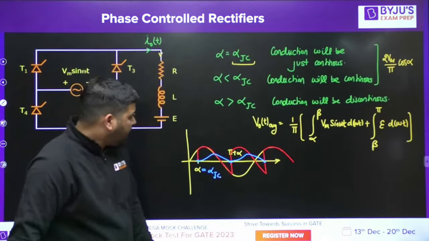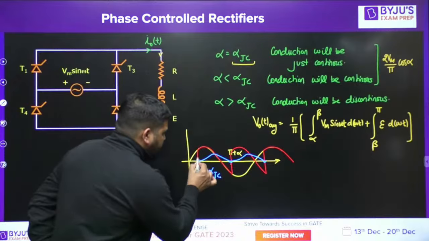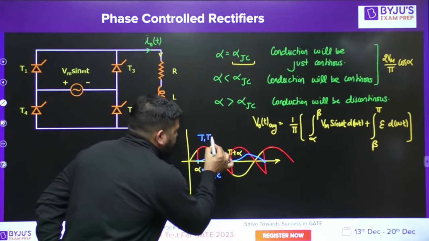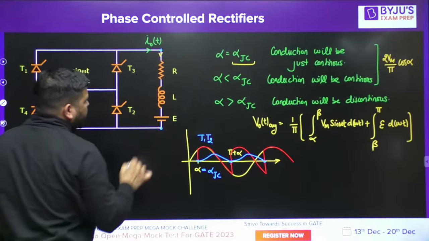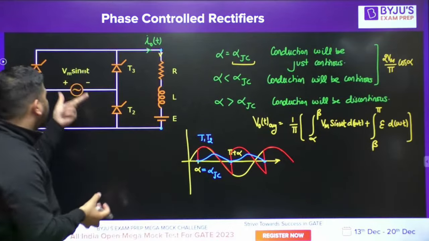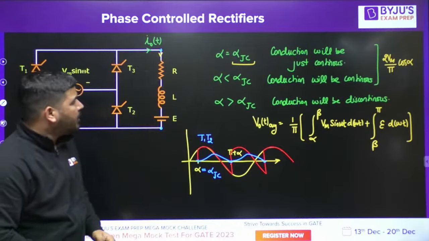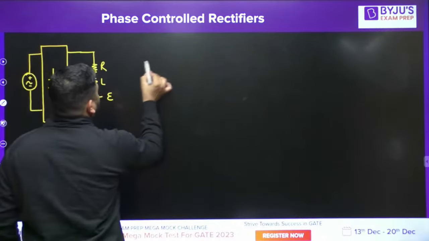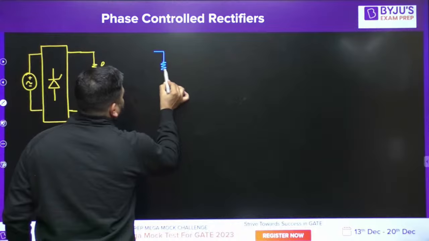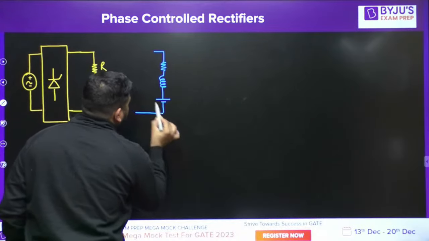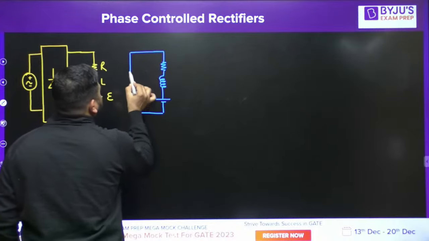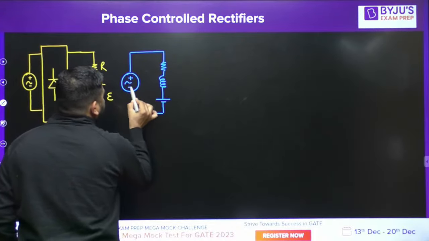Now, how to calculate? We know that during this interval, T1, T2 are conducting. It means the output voltage is same as the supply voltage. So across this RLE, Vm sin omega t is applied. So the circuit will look like this. This RLE load is there. Across this RLE, the supply voltage Vm sin omega t is there.